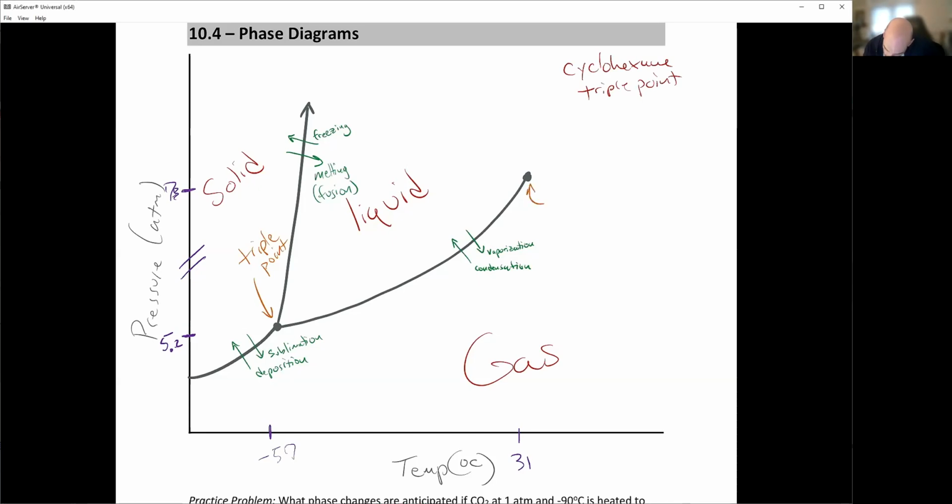So this point right here is known as the critical point. We talked about the critical point in the last chapter. The critical point, again, is where it can no longer exist as a liquid. So we have this little area over here. This whole region up here in the upper left-hand corner is known as a supercritical fluid.